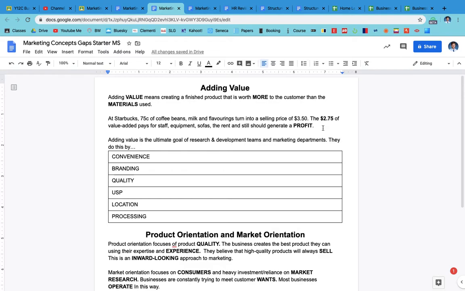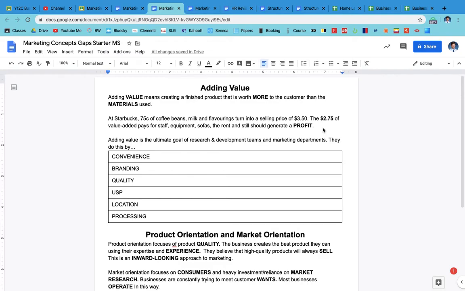So adding value is the ultimate goal of research and development teams and marketing departments, and we'll look at why that is in a second. And to do this, they could be convenient, so they're adding value through convenience. Like 7-Eleven add value through convenience. Because they're everywhere, MTRs in really convenient places, people are willing to pay a little extra because it's so convenient. You just pop in and pop out and it's very, very fast.